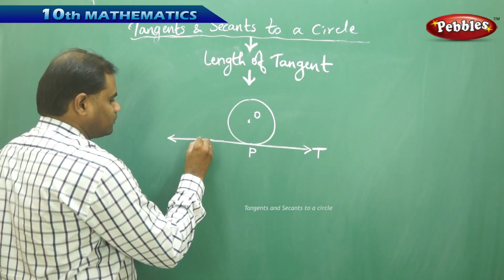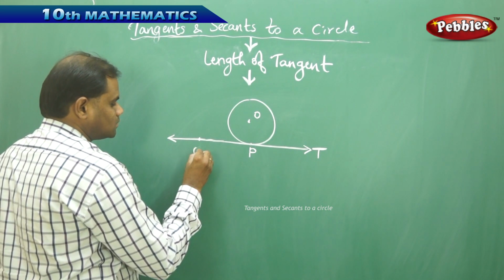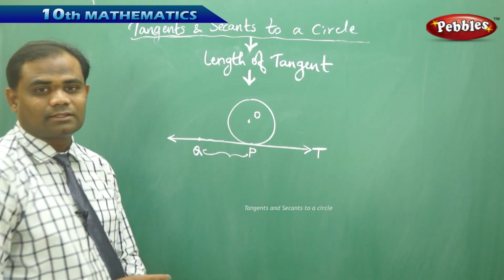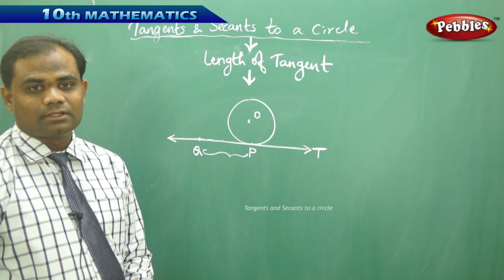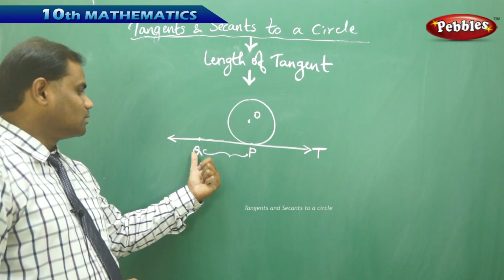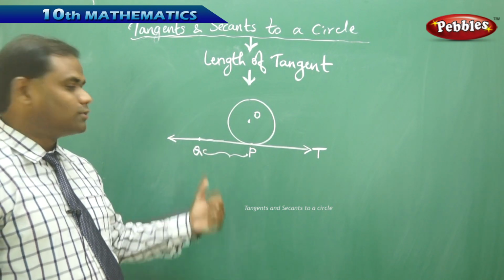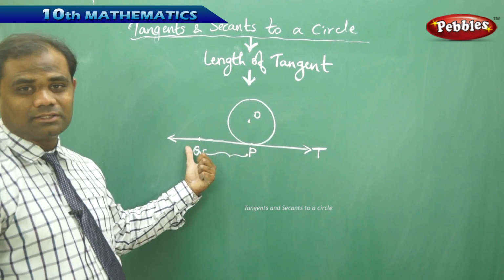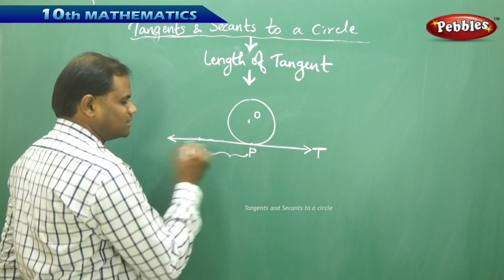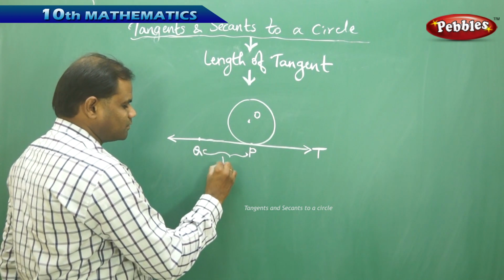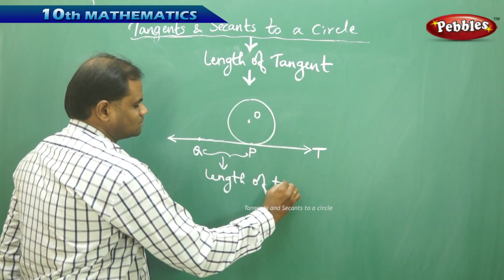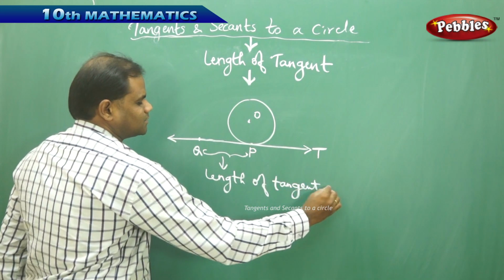Then the length of tangent from, say, a point Q to the point of contact is said to be the length of tangent. That is, the length is referred to as the distance of the point of contact from the desired point. So if Q is any point outside the circle on the tangent, then we have to find the distance between P and Q, which is called the length of tangent.